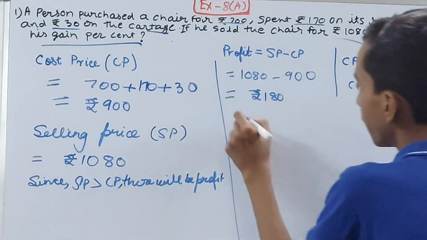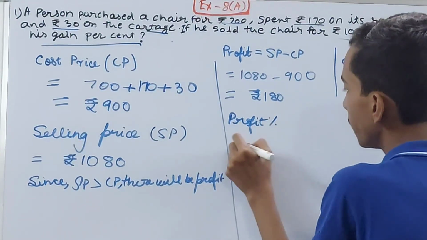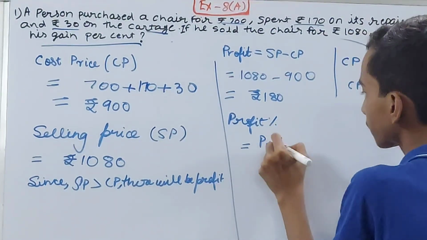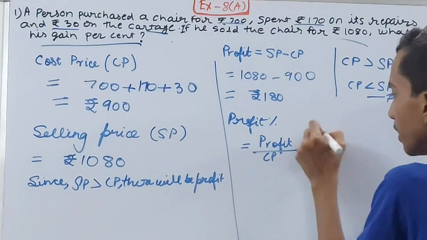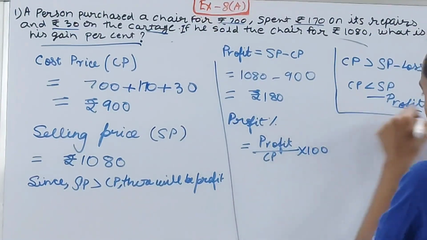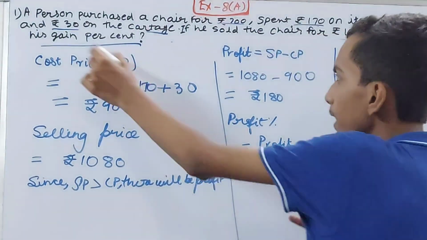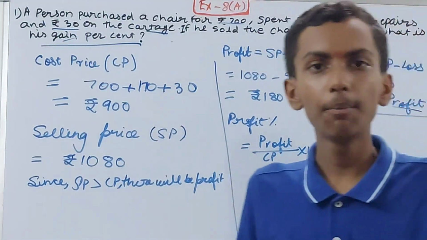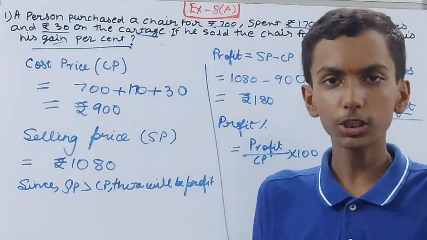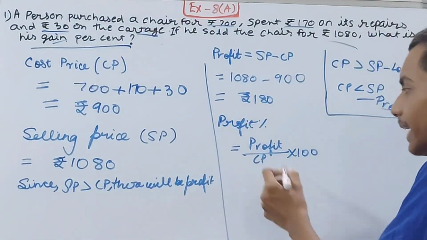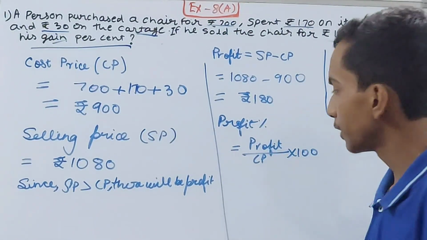Now we calculate profit percent, that is asked in this question. Profit percent means profit upon cost price into 100. Use this formula. It is an important formula and it will come in your use every time. Always, be it gain percent, or be it loss percent, both are calculated always on cost price. That's why we have done profit upon the cost price, so profit upon cost price into 100.